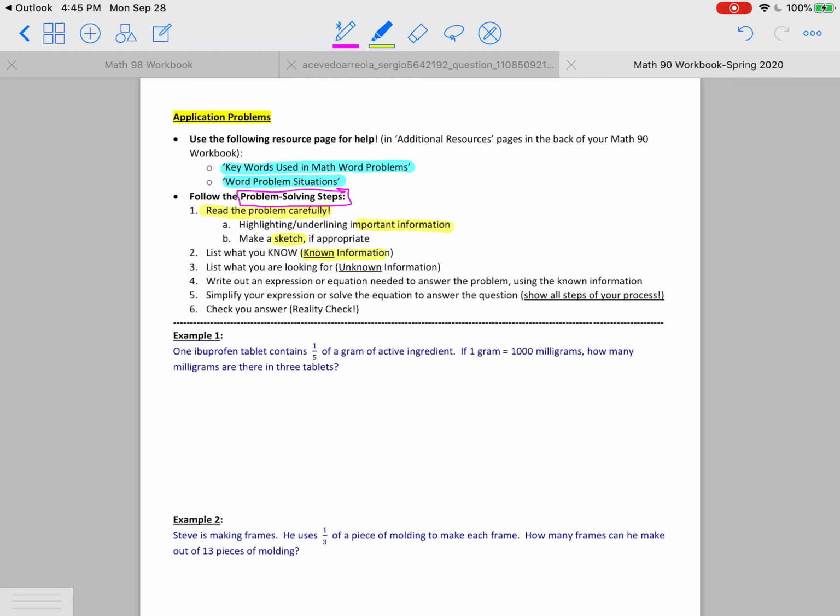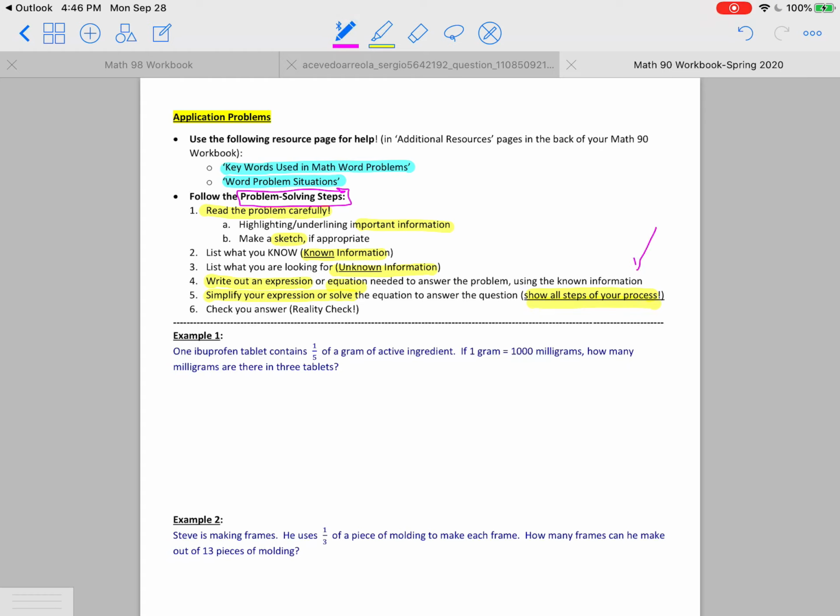Then you want to list what you know. We call this the known information, or just our knowns. And we want to know what we're looking for, right? That's our unknown information. Then we're going to be writing out an expression. Later on in class, it'll be an equation that we're going to need to either simplify or solve, right? And this is really huge. We need to make sure we show all of our steps. We don't ever jump, we don't do the work mentally and then just put the answer down.